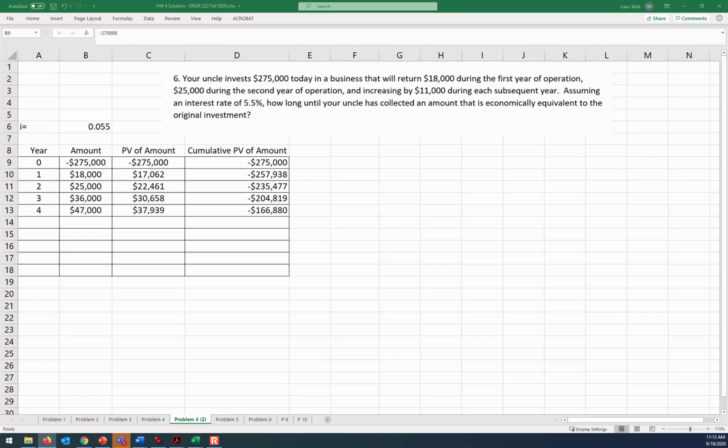Yeah. Okay, what's the question? On your PV of amount formula, which item did you set equal to the negative? Like negative, would it be the negative amount? Yes. Okay. All right, that's it. I was just making sure.